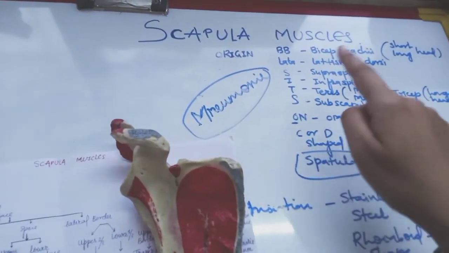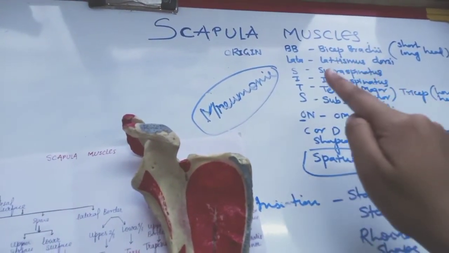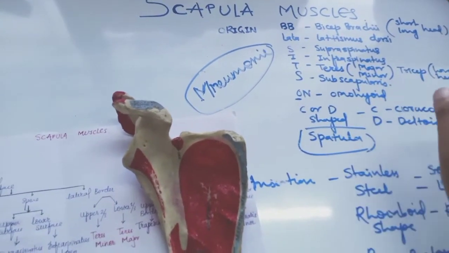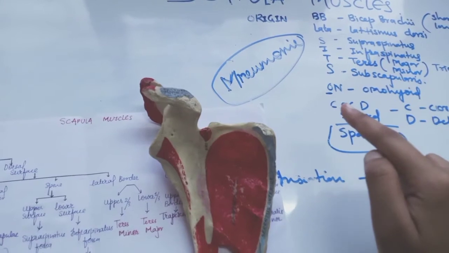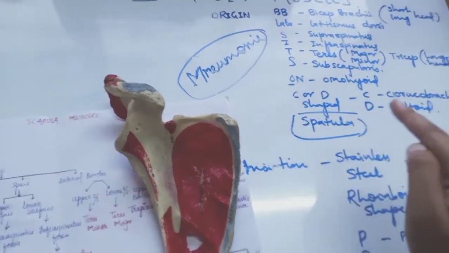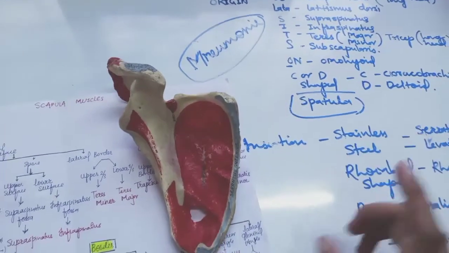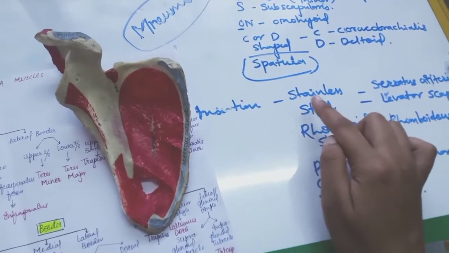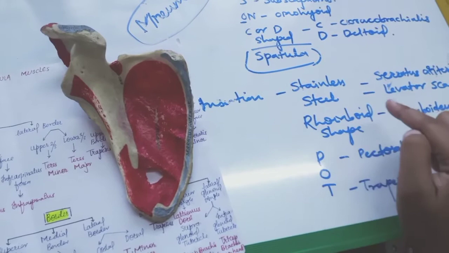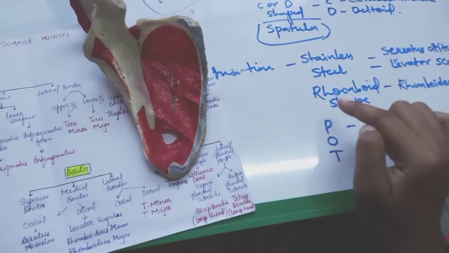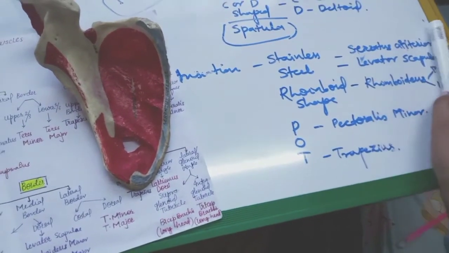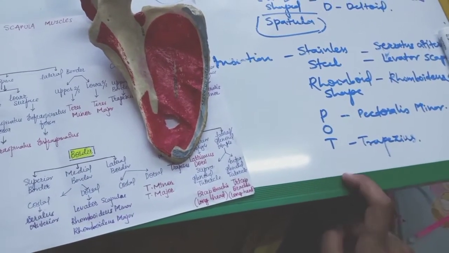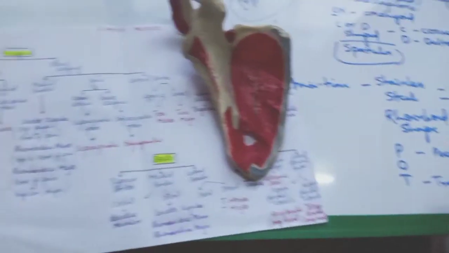BB is biceps brachii, Lata is latissimus dorsi, supraspinatus, infraspinatus, teres major, minor, triceps long head, subscapularis, O for the omohyoid, C for the coracobrachialis, D for the deltoid. And stainless: ST means serratus, AN means anterior. Then steel is levator scapulae. Rhomboid shape means rhomboideus major and minor. Then P for the pectoralis minor and T for the trapezius.